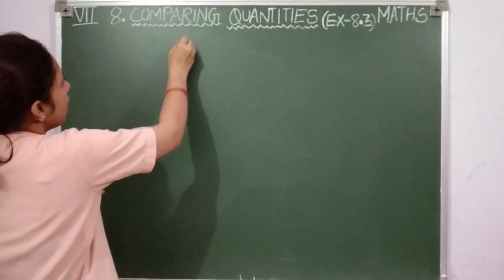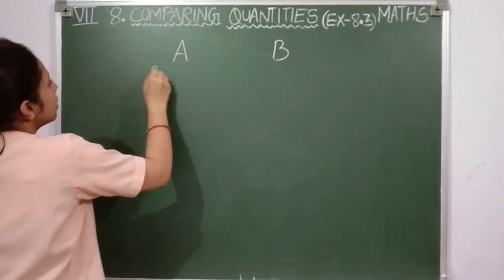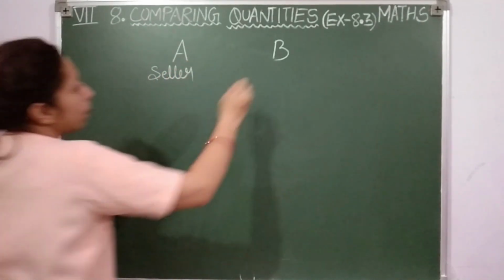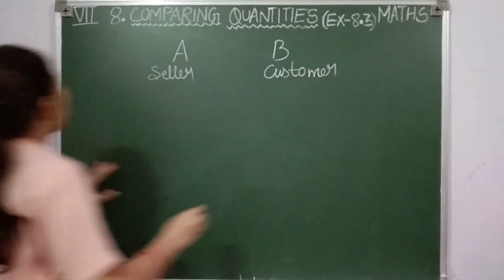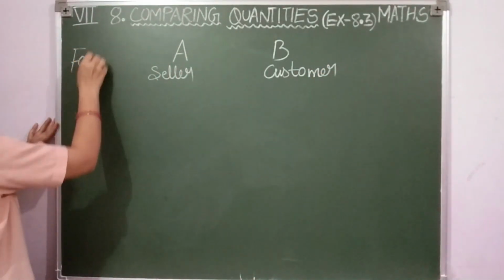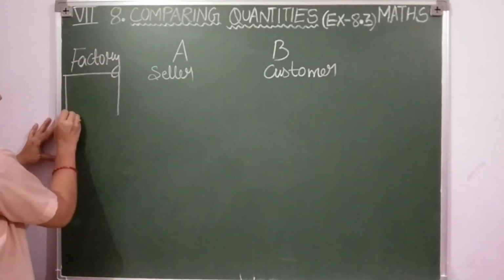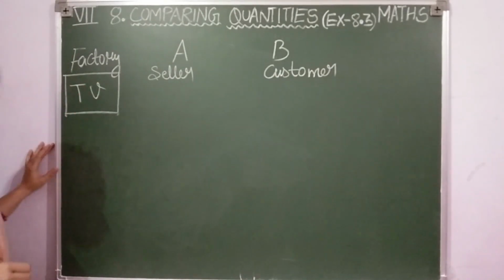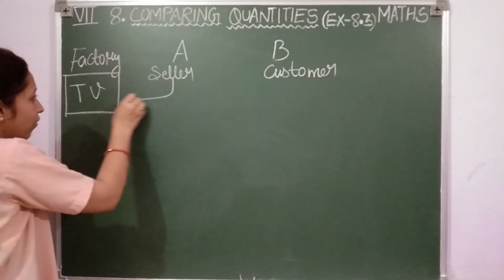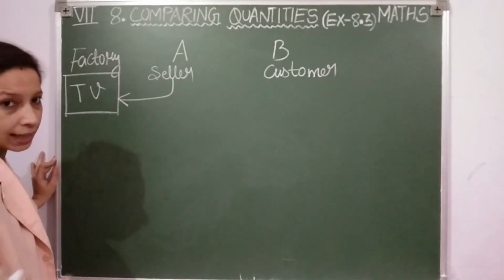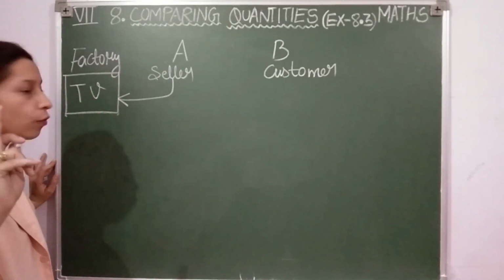I will give you one example. Suppose A and B. A is the seller, okay, B is the customer, okay students, and here is one factory. It produces television sets, okay, this factory is producing television sets, TV, okay students. Now A is the dealer or seller. What A will do? He will go to the factory and purchase TV sets for further selling it. Okay. So suppose I will take just example of one TV set.